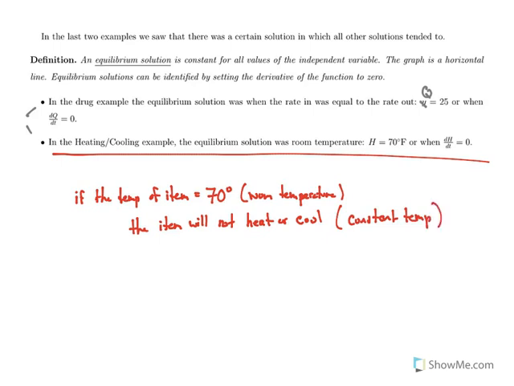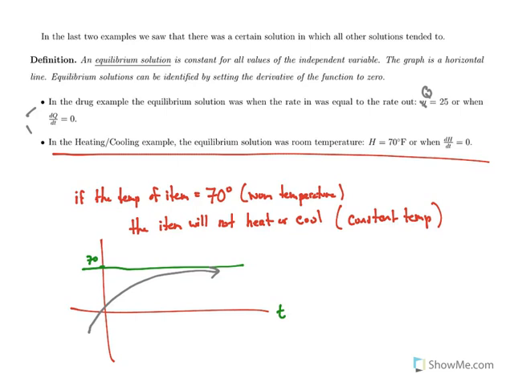If we think about that as a graph, we're just going to have the temperature of the item be 70 all the way out. However, if the temperature is below 70, we're going to have the value of H get closer to that. And if it's above, same kind of thing. But the equilibrium solution is that constant horizontal line that things are going to approach.